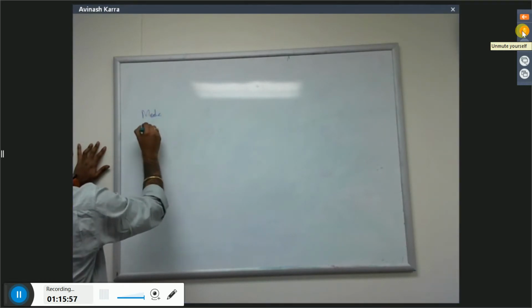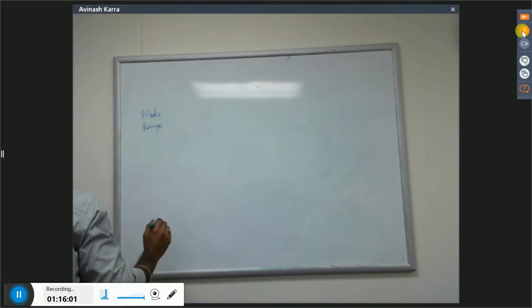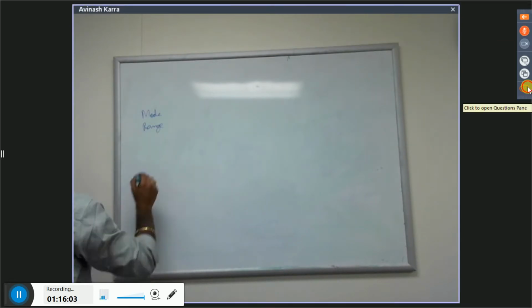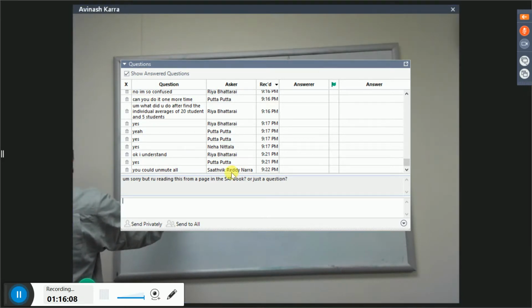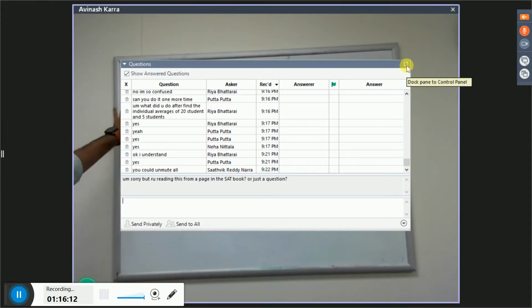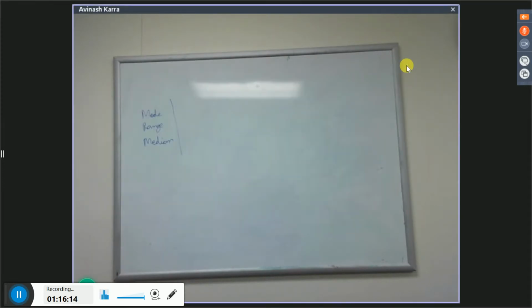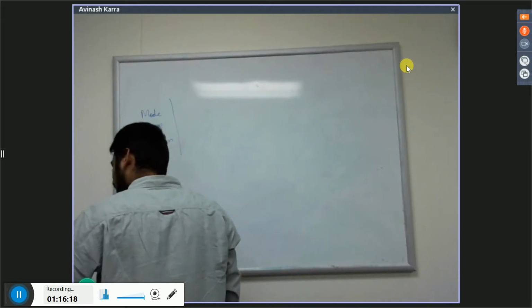Okay, now coming to one more concept. Mode, range, and what else? Median. See, these are the three words you will be facing in averages. Okay, let us take a sequence in the example itself.